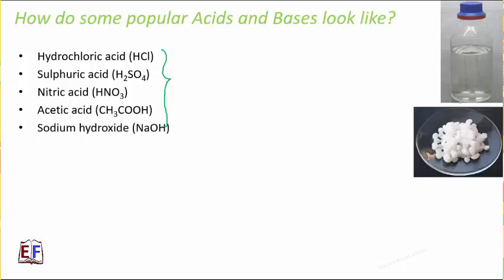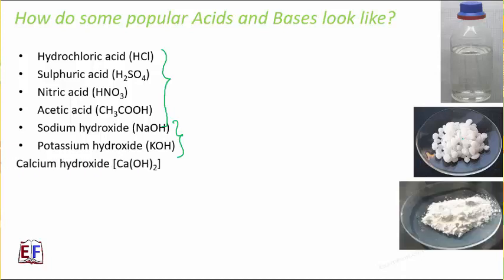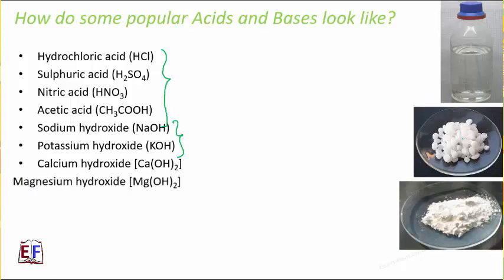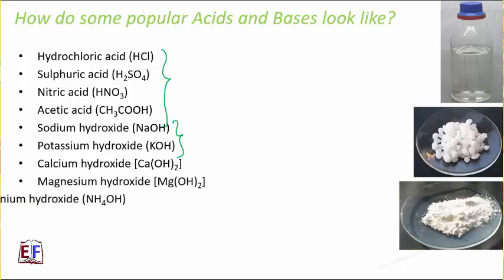On the other hand, we have some bases like sodium hydroxide and potassium hydroxide, and they exist in solid form. They look somewhat like this, like you can say just like naphthalene balls. They are in crystal form, white in color. They're solid. Again, when you talk about some other bases like calcium hydroxide, magnesium hydroxide or ammonium hydroxide, they are all in powder form like this, white colored powdery form. So this is how some of the popular acids and bases look.